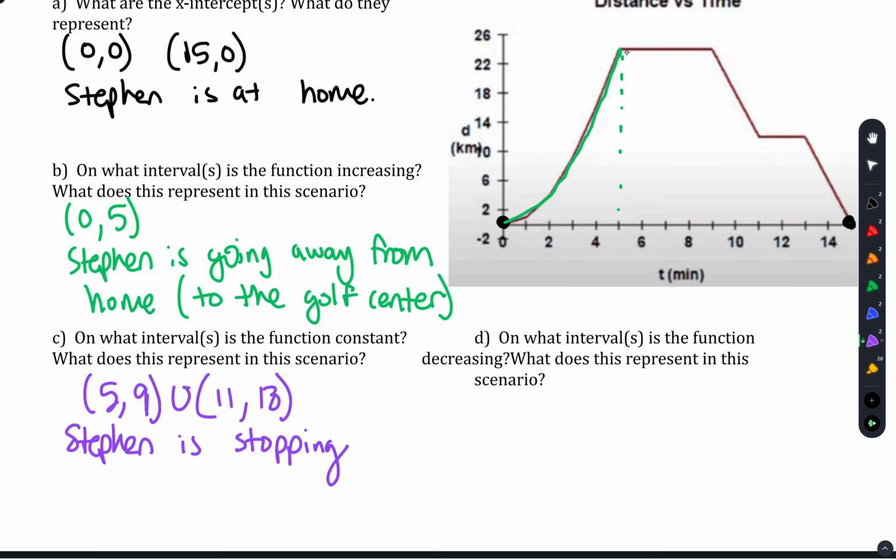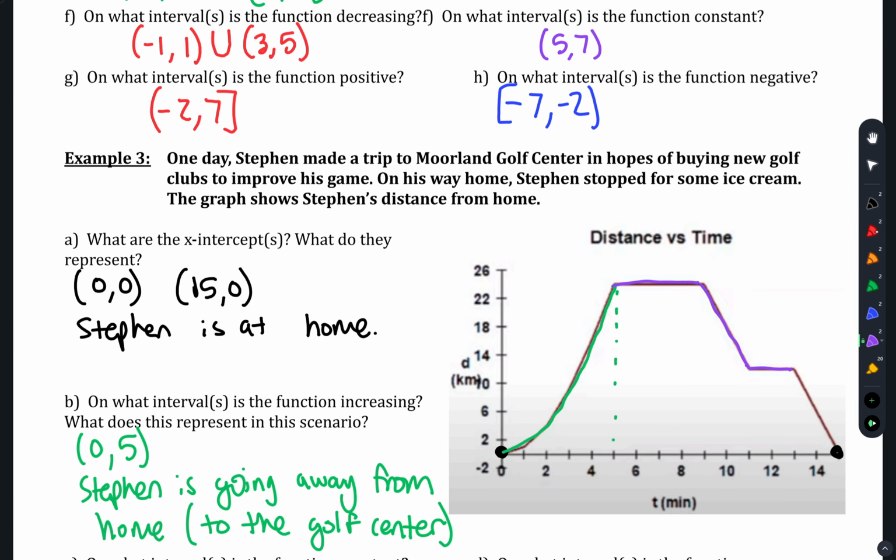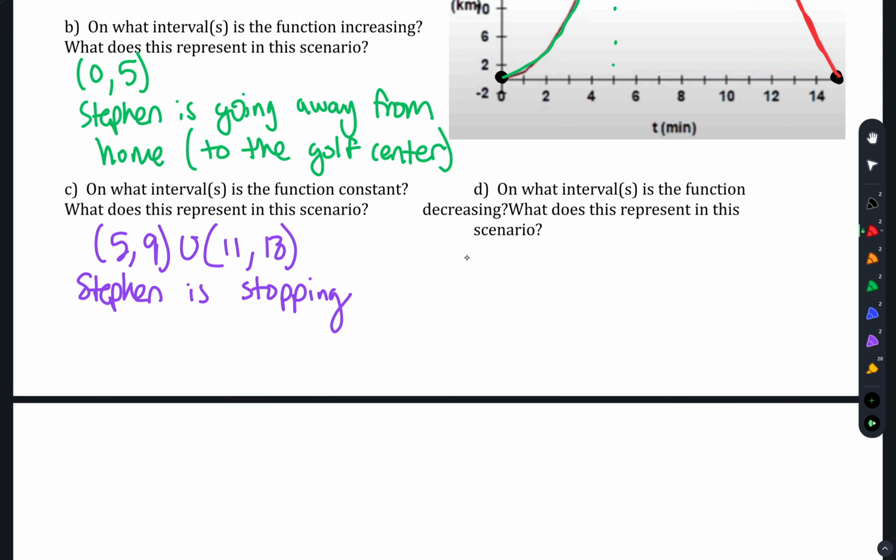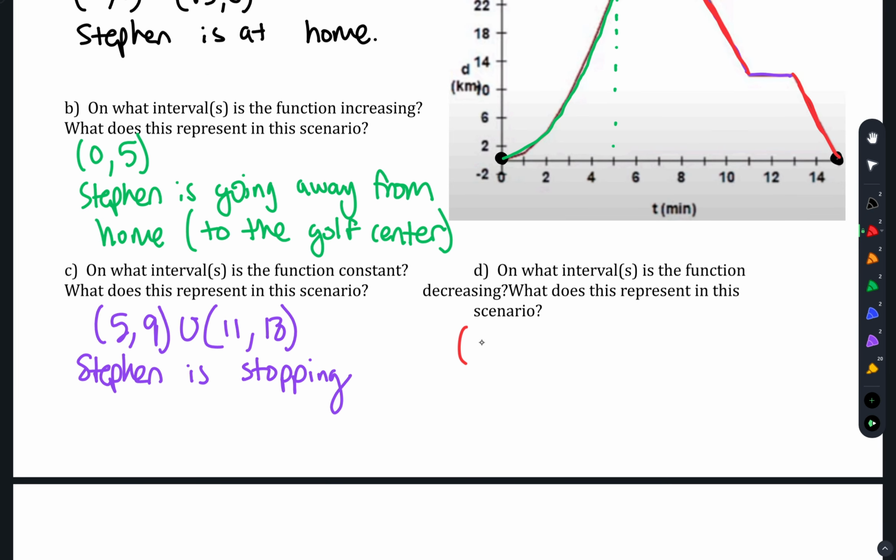On what intervals is the function decreasing? So that's whatever's left over, right? Here's decrease. Oops, that was supposed to be red. Here's decrease, and here's decrease. So that looks like it's going from 9 to 11 and 13 to 15. And what does it mean when his interval is decreasing? He is going home. So that's the kind of explanation I expect on your homework today.